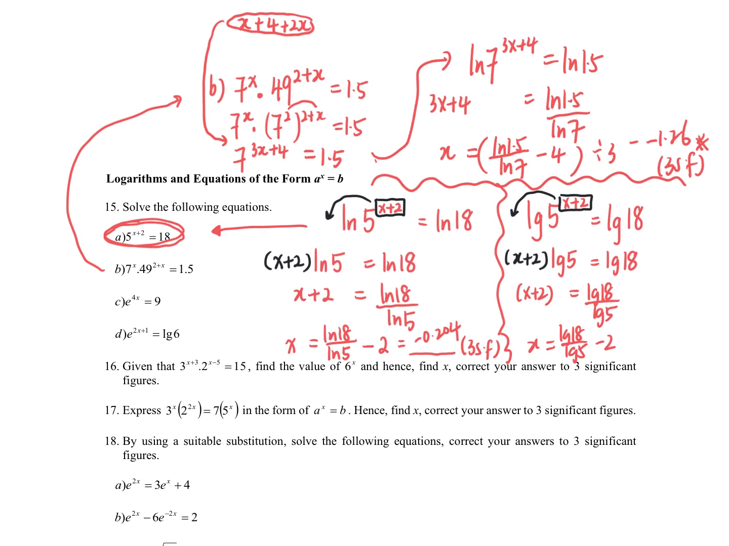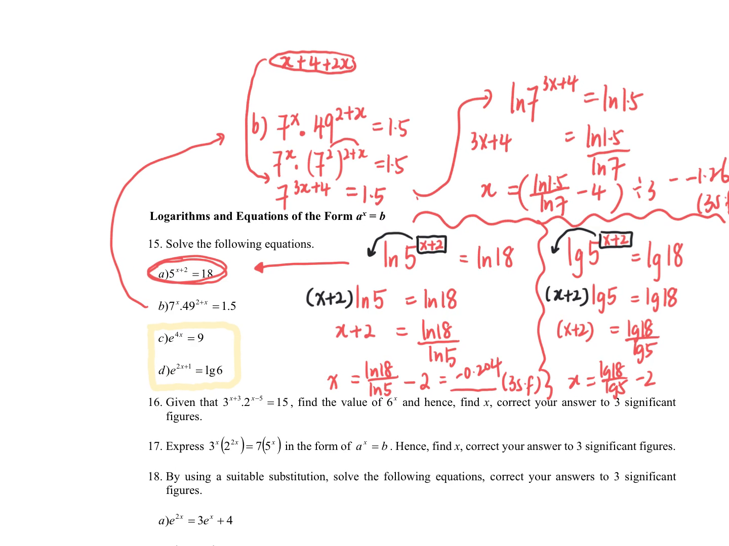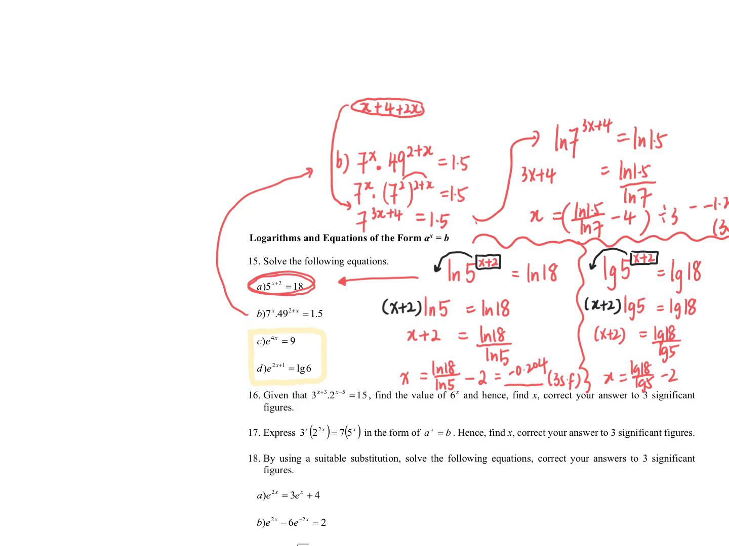So what if your expression has an exponential in it? Then you will be strongly recommended to use ln, because it's log base e. But even if you use log, it will still be correct. I'm just saying that it's more convenient to use ln. So let me just show you C and D. I write C here: e^(4x) is 9.